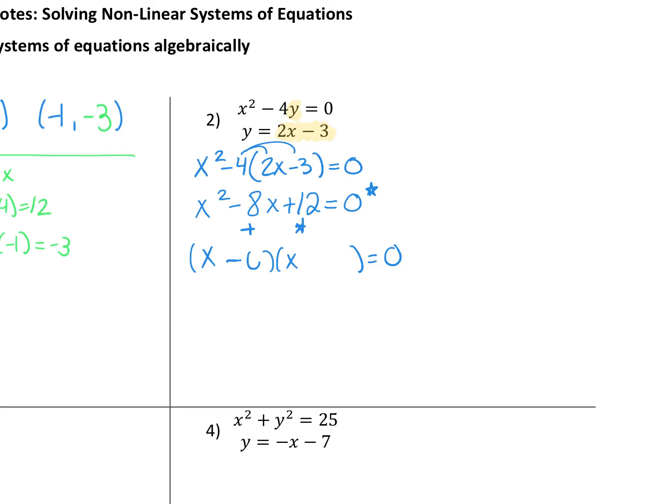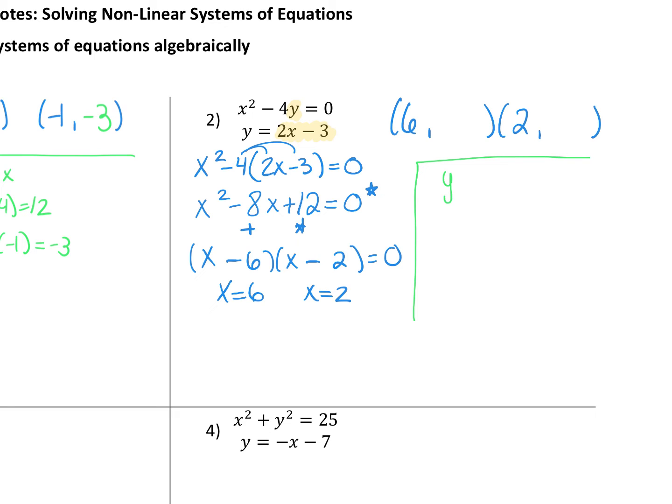And so it's going to be negative 6 and negative 2. So my solutions for x are going to be 6 and 2. Again, just like with number 1, these are only half of each of my solutions. They're the x-coordinate. I need to find the y-coordinate. So I'm going to do that by plugging into that second equation again, because the second equation is already solved for y. So I'm going to have y equals 2 times 6 minus 3. 2 times 6 is 12, minus 3 is 9.